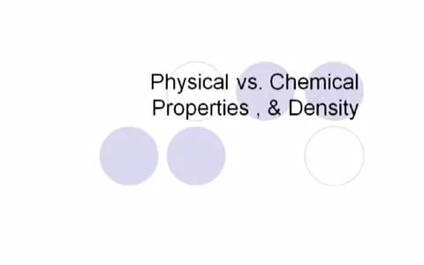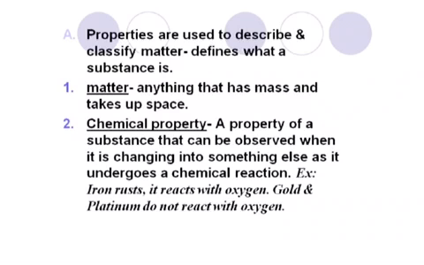Physical versus chemical properties and density. So properties are used to describe and classify matter. Matter just is something that defines what a substance is. Matter by definition is anything that has mass and takes up space.